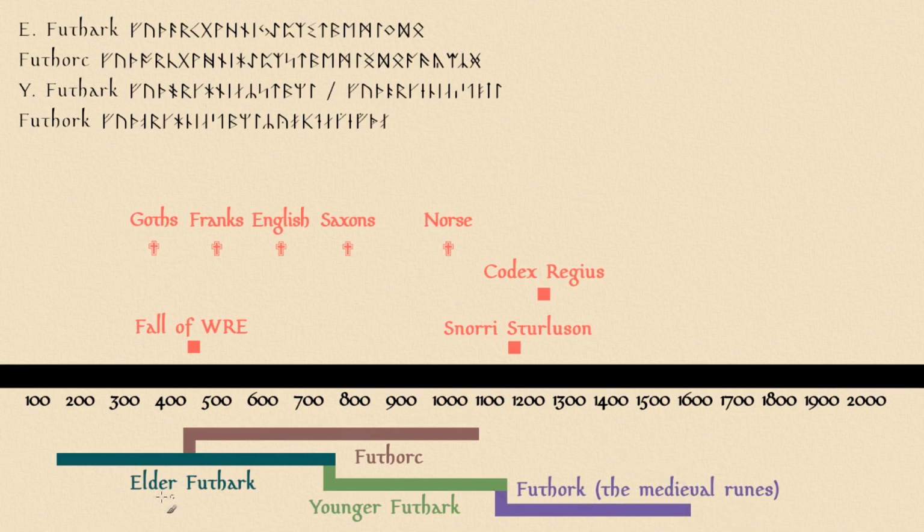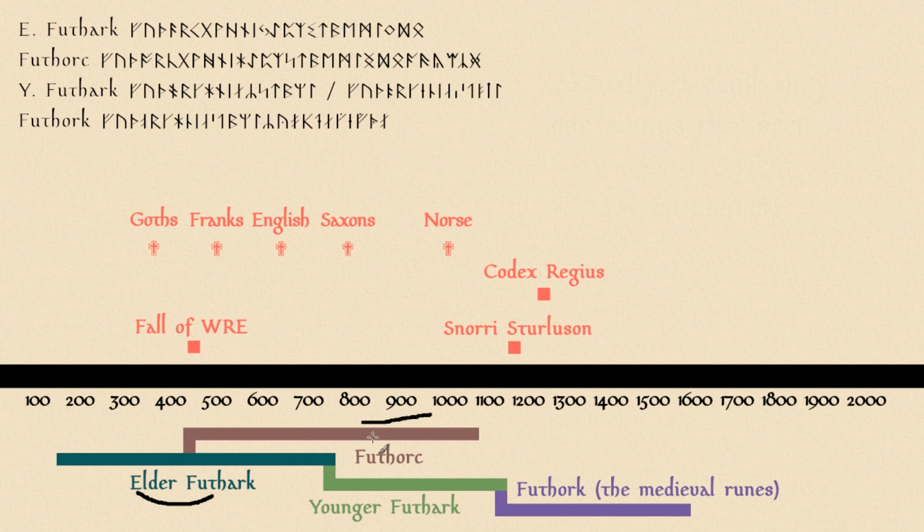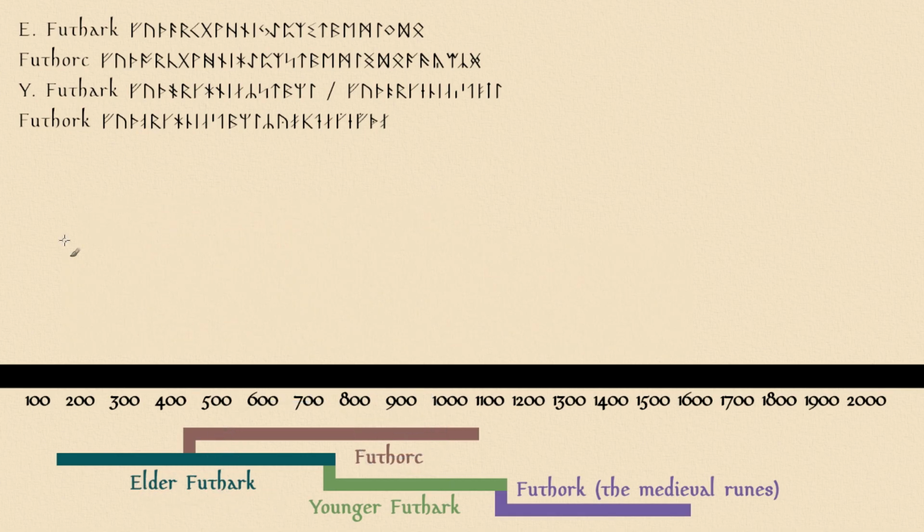Something worth mentioning is that the names of the Elder Futhark runes are not directly attested. Instead, what we have are manuscripts that seem to show the names of the Gothic letters, and then manuscripts which do show names for the Futhark runes and names for the Younger Futhark runes. And then people compare the correspondences between these names, and then they use that to make guesses about the Elder Futhark rune names.